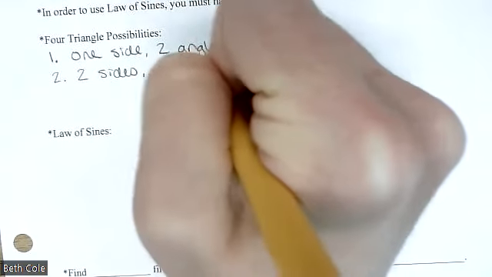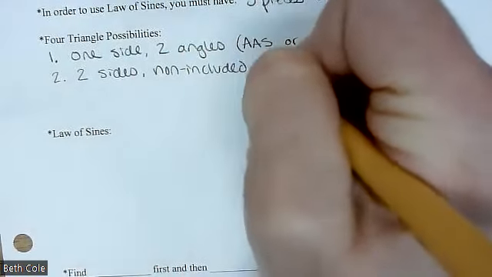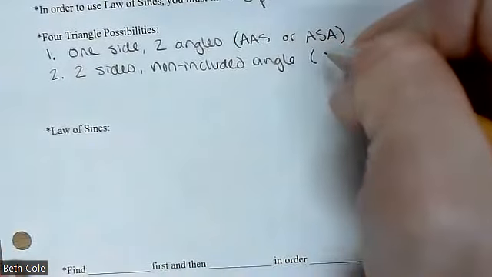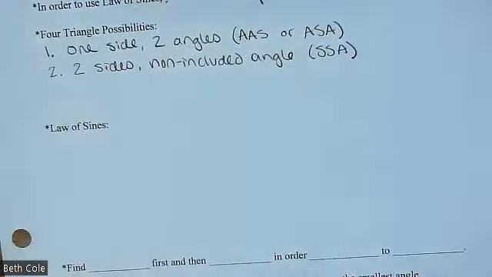All right, second option, you can have 2 sides and the non-included angle. If the angle's included, it means it's in between the other 2 sides. So when it's not included, it's not in between them. So that pattern would be side, side, angle. We'll do that one next time. That's the one that's the naughty word spelled backwards.